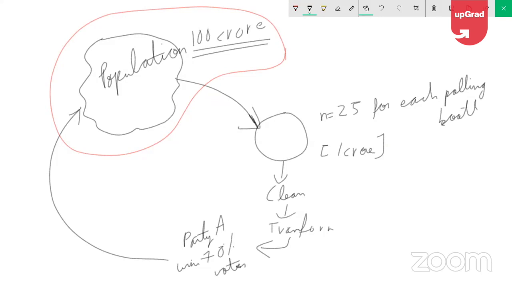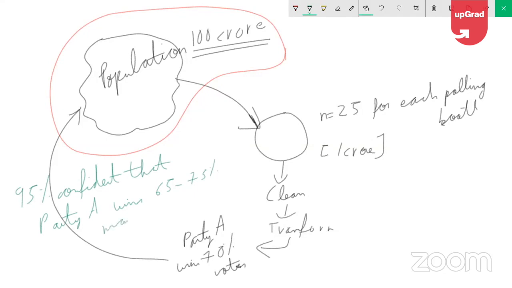That is what all of inferential stats is about. Now this value is called the confidence interval. So what is the confidence interval? Now I can go back and say that I'm 95% confident that Party A wins 65 to 75% of votes.